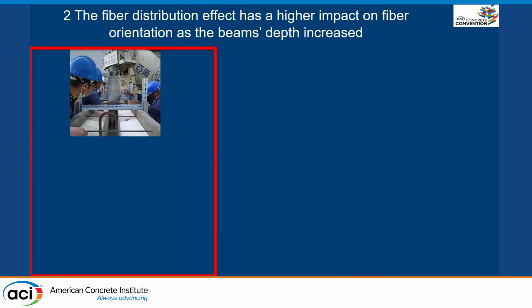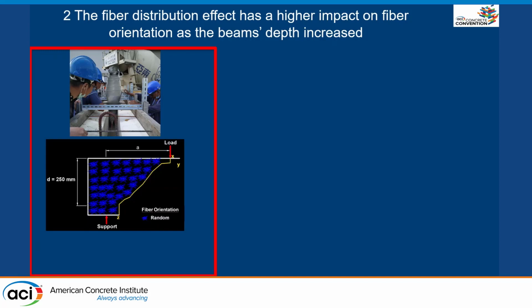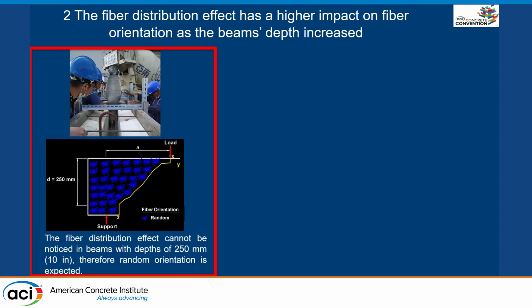And then the fiber distribution effect has a higher impact on orientation as the beam's depth increases. So when we're pouring concrete, and if you have a beam of 250 millimeters, you're going to have pretty much random orientation along the beam, telling us that there is no fiber distribution effect noticed at this height of the beam. So we're going to probably get a random orientation in this beam.